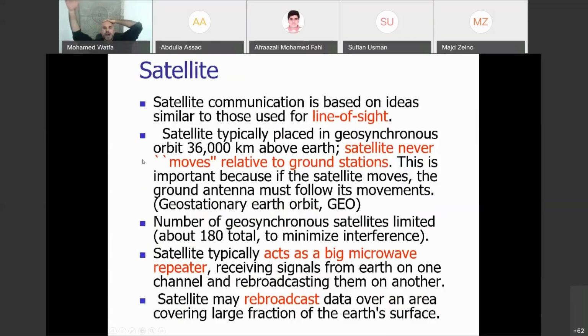Satellite, again, is an upgrade to microwaves. If you think about it, satellites use radio waves, but at a very high frequency. And what you need to know is that the satellite always stays constant relative to the ground station. So if I have a ground station, this dish that you have, this dish relative to the satellite is constant. They're relative to each other. That's why you have that dish that allows it not to miss the straight line communication between them.